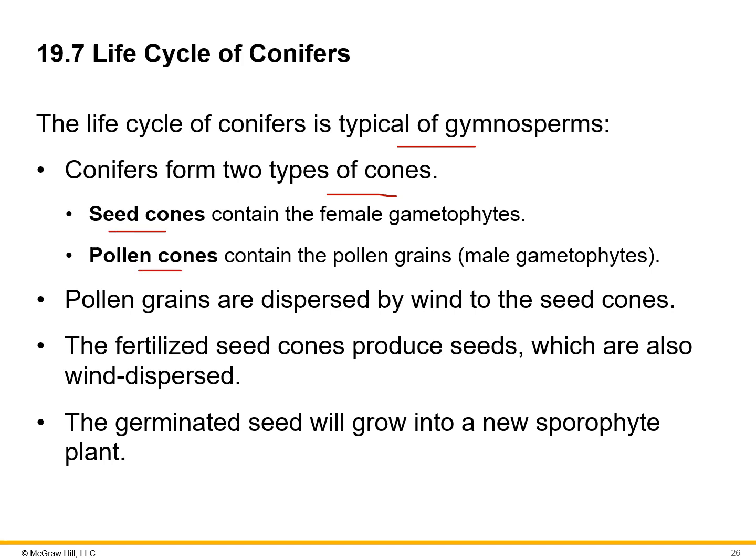So there are seed cones and there are pollen cones. Back to our pollen grain and our ovule that we'd seen before. Here in the cones, there are essentially male and female. Seed cones have the female gametophyte, and the pollen cones have the pollen grains that have the male gametophytes. Those pollen grains get dispersed by the wind to the seed cones. Then the fertilized seed cones actually make the seeds, and those seeds can be wind dispersed. And then germination will grow into that new sporophyte, which is the diploid plant. But again, it can remain dormant for a while and kind of control when it develops.